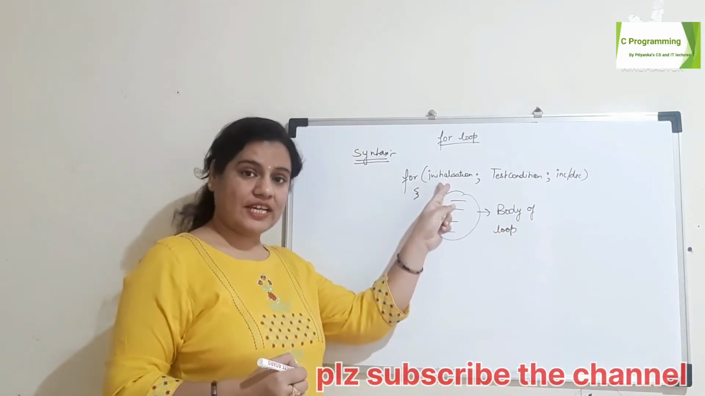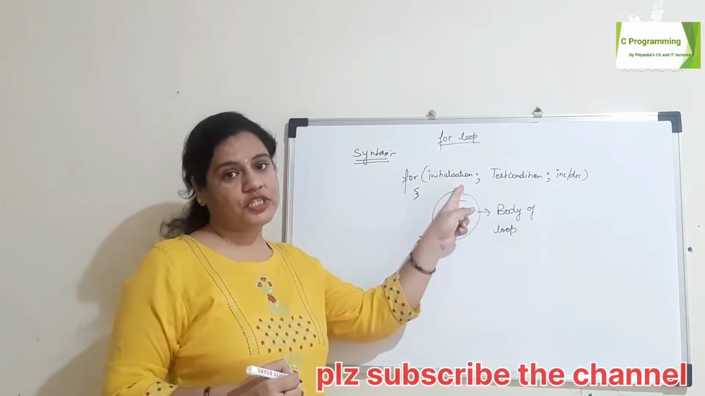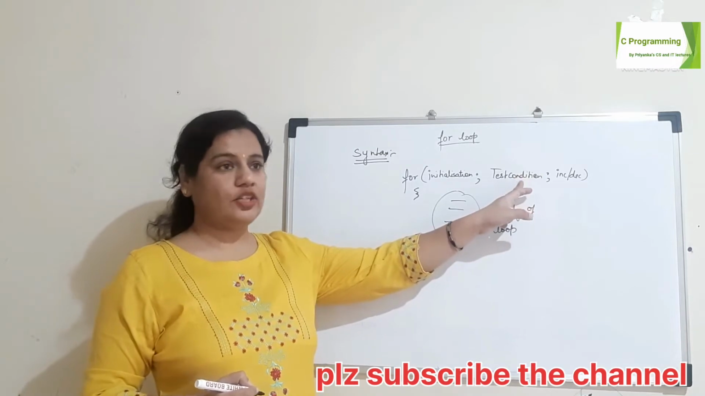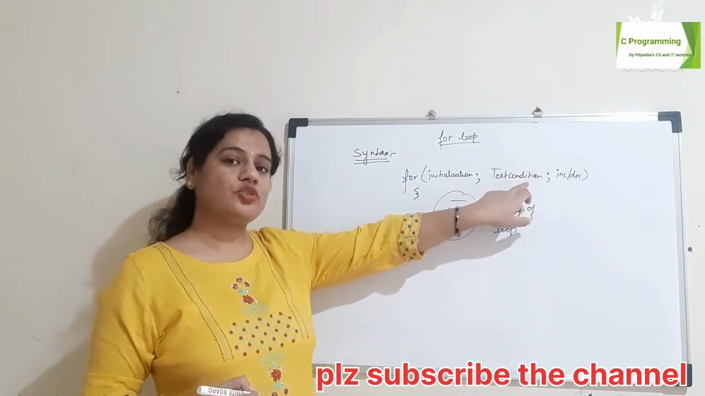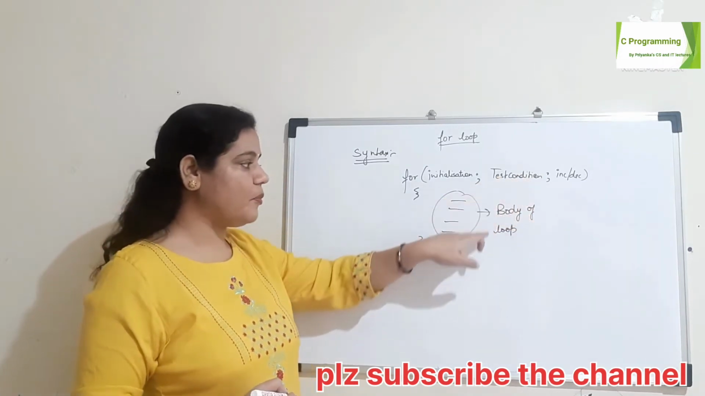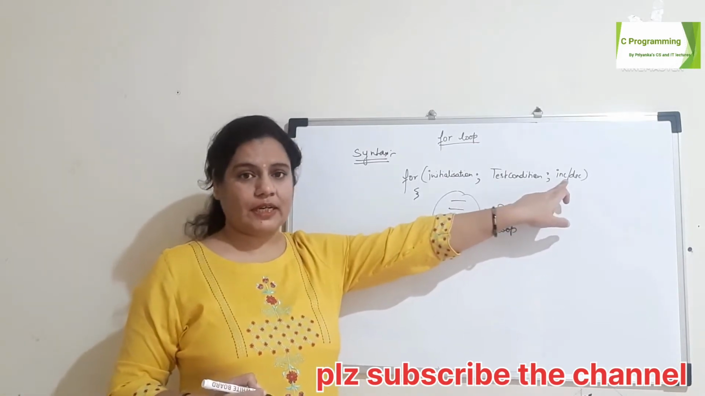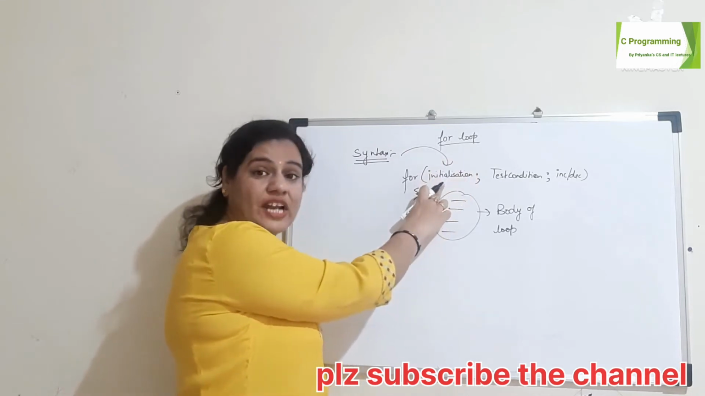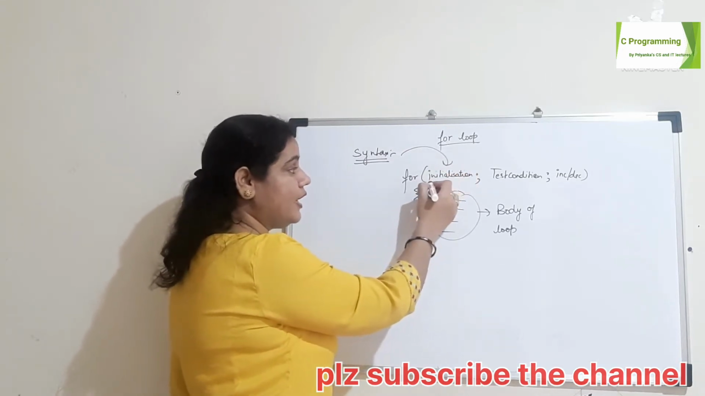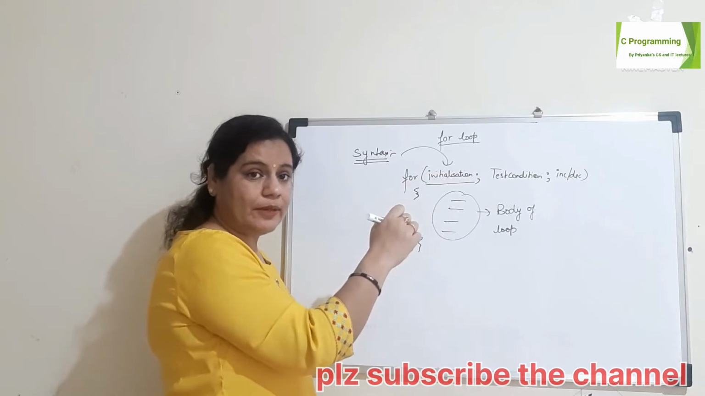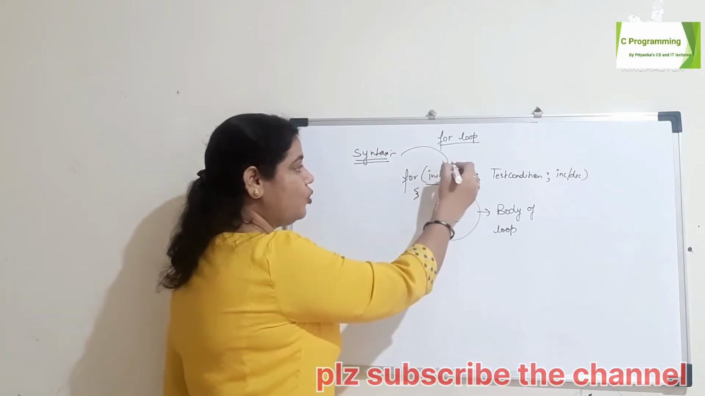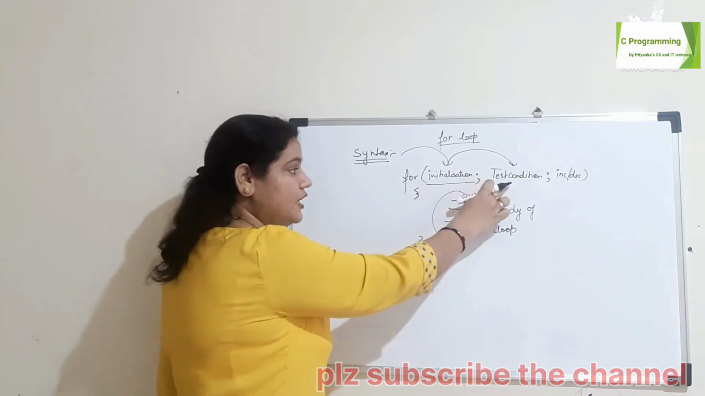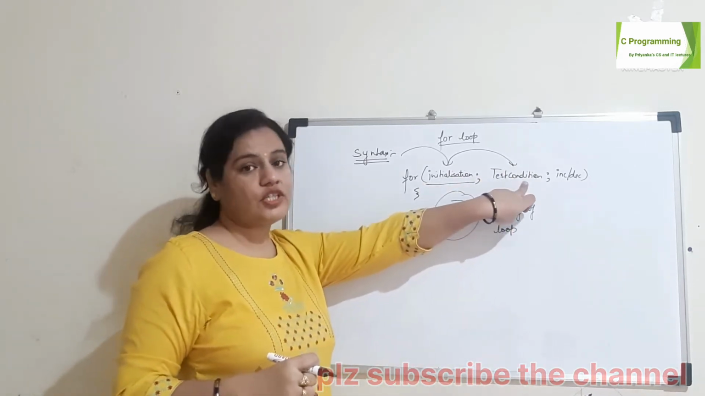First of all, initialization, from where you want to start your loop. Then the test condition. The test condition will tell you whether the condition is true or false. After that, the body of the loop, and then increment or decrement. How will it work? The control will go first of all to the initialization part. After that, after initializing the variable, it will go to the test condition.